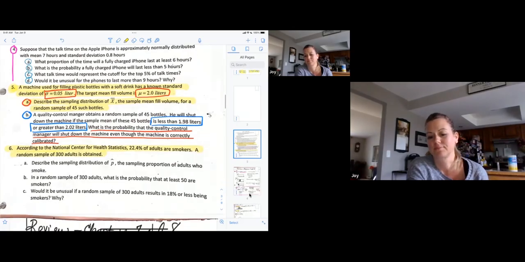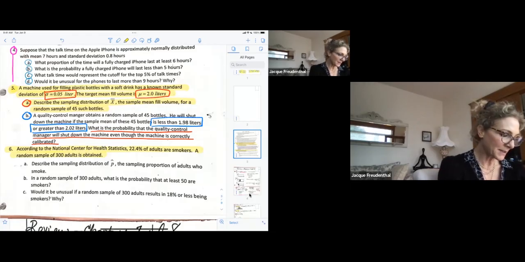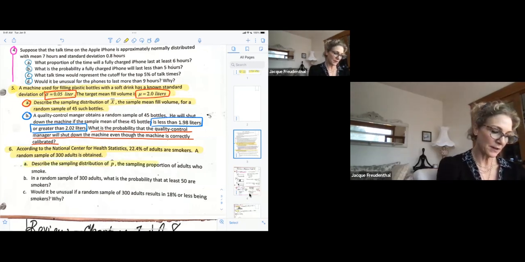Okay, so number 6, we're looking at the distribution of the sample proportion. According to the National Center for Health Statistics, 22.4% of adults are smokers. A random sample of 300 adults is obtained. Describe the sampling distribution of p-hat, which is the sample proportion of adults who smoke.